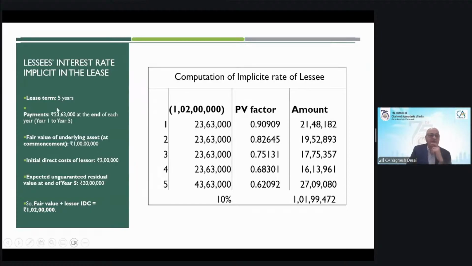Lease term is 5 years. The payments are 23,63,000 per annum at the end of each year. This is known as lease payments in arrears. Arrears does not mean that you have made a mistake. Don't get paranoid about this word, sir. Fair value of the underlying asset at the commencement is 1 crore. Initial direct cost of the lessor is 2 lakhs.